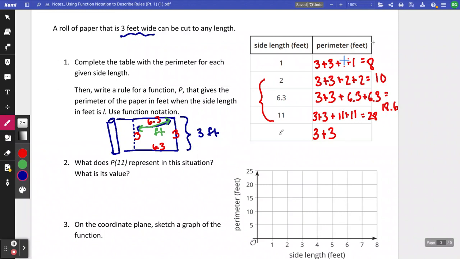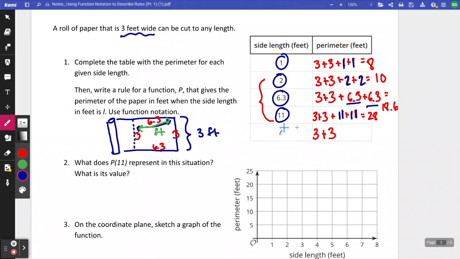For this first one, I ended up adding 1 plus 1 because our side length was 1. For the next one, I added 2 plus 2 because our side length was 2. When we did that last one, I ended up having to add 11 plus 11 because the side length is 11. So to finish up this one here, after I do that 3 plus 3, whatever the side length is, I end up adding twice.